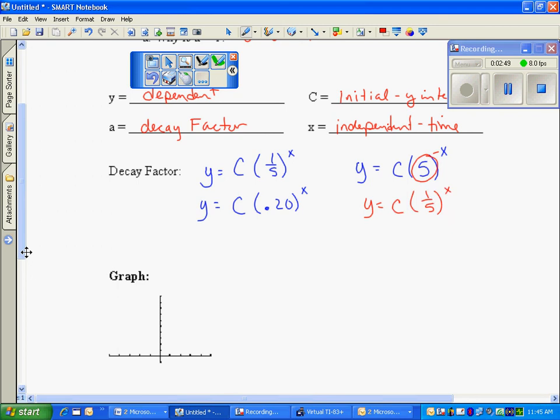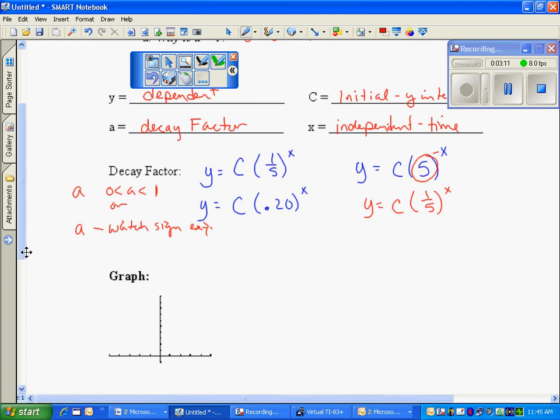You need to either look at your a to be in the range of 0 to 1, or if you have a that's bigger, you need to watch the sign on your exponent. If it's negative, it's going to flip it over and possibly result in decay.